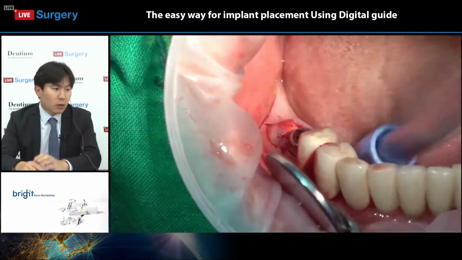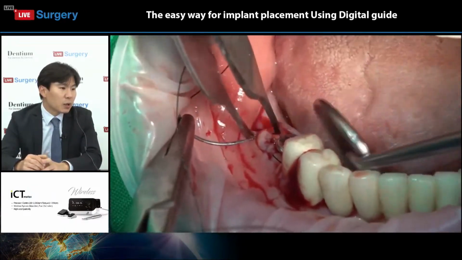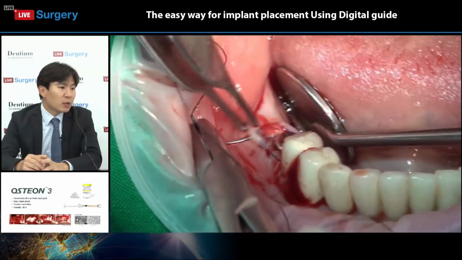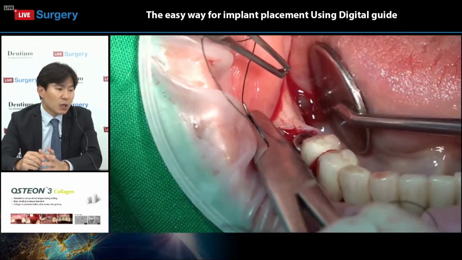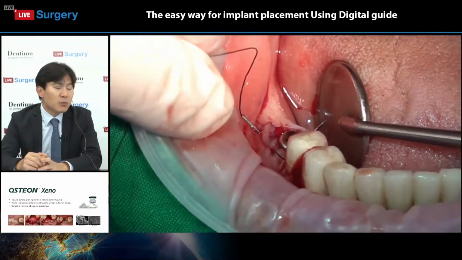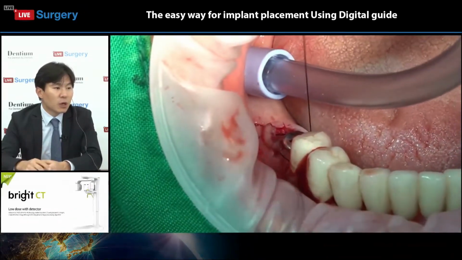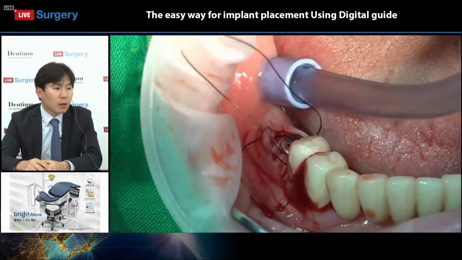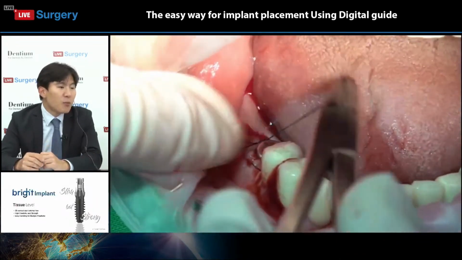And with using healing abutment, he provides a non-submerged healing, even though he inserted the bone substitute material on the buccal surface of the implant. And this kind of procedure reduced the number of surgery.